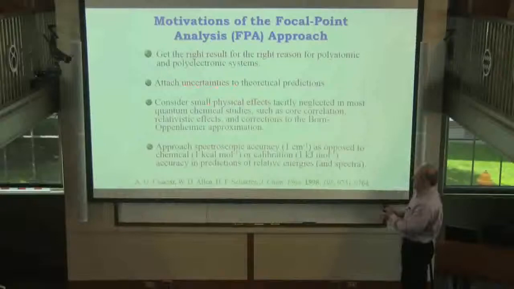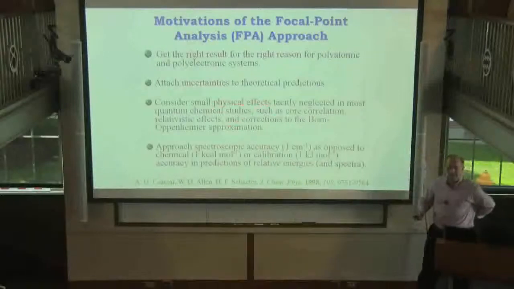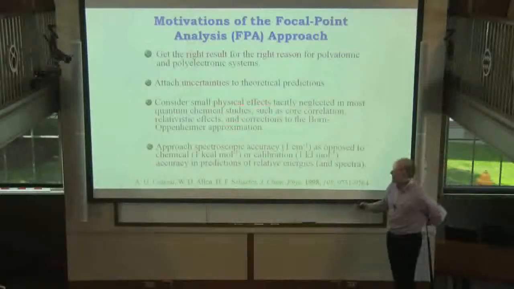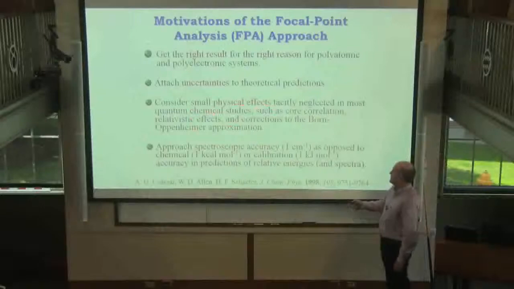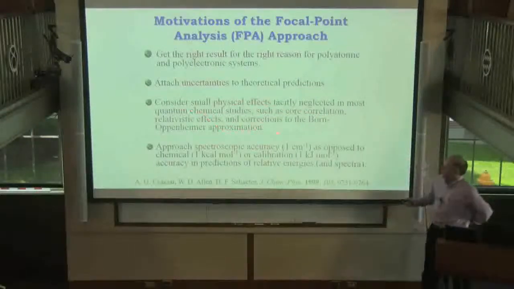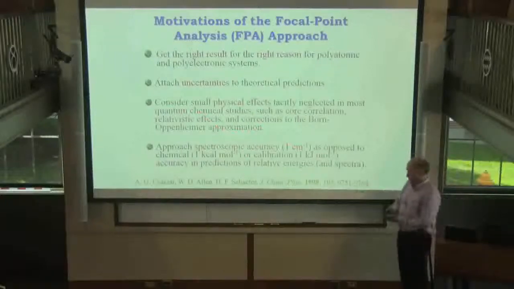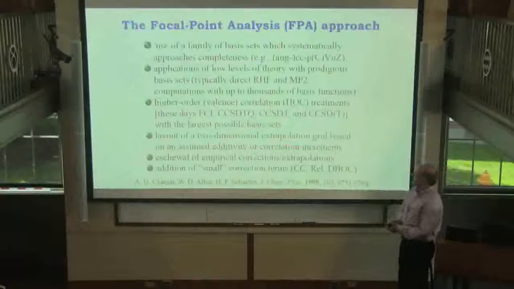Now we also wanted to add the uncertainties to theoretical predictions. To get the right result for the right reason, you need to consider physical effects, which especially back in the 1980s were not considered routinely: relativistic effects, Born-Oppenheimer, adiabatic corrections, and so on. And we wanted to get really high accuracy so we can move on to spectroscopic application, which was my dream at that time. So what is this focal point analysis approach?